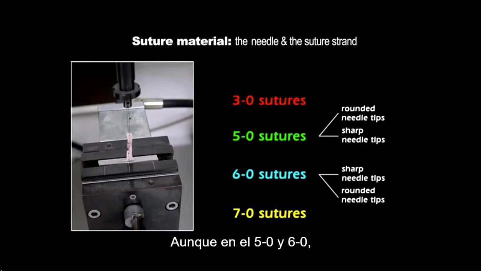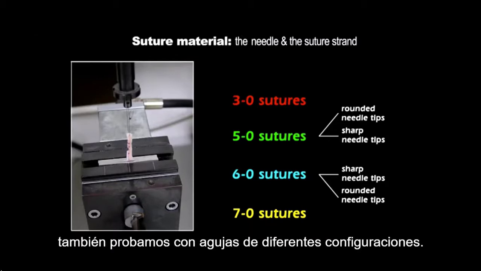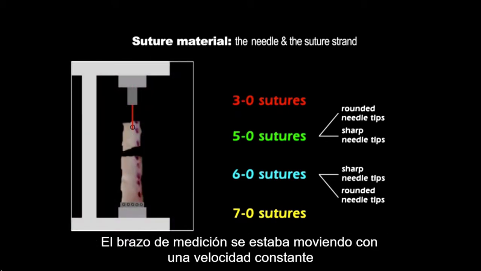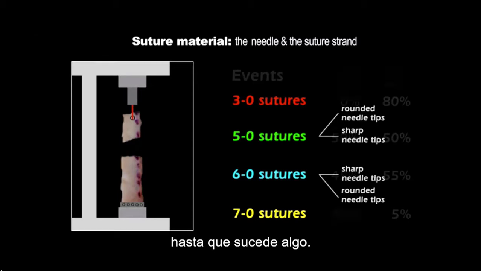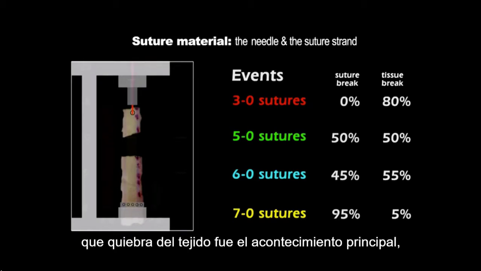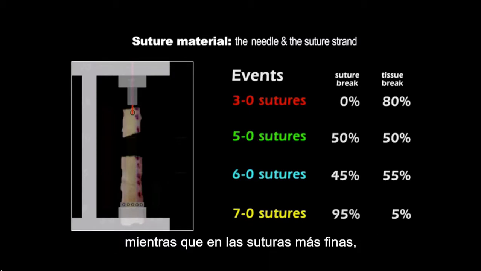While in the 5 and 6-0 we also tried with different needle configurations. The measurement arm was moving with a constant speed until something happened. So you can see that in the thicker sutures, the tissue breakage was the main event, while in the thinner sutures, almost exclusively, the suture breakage was the main event.